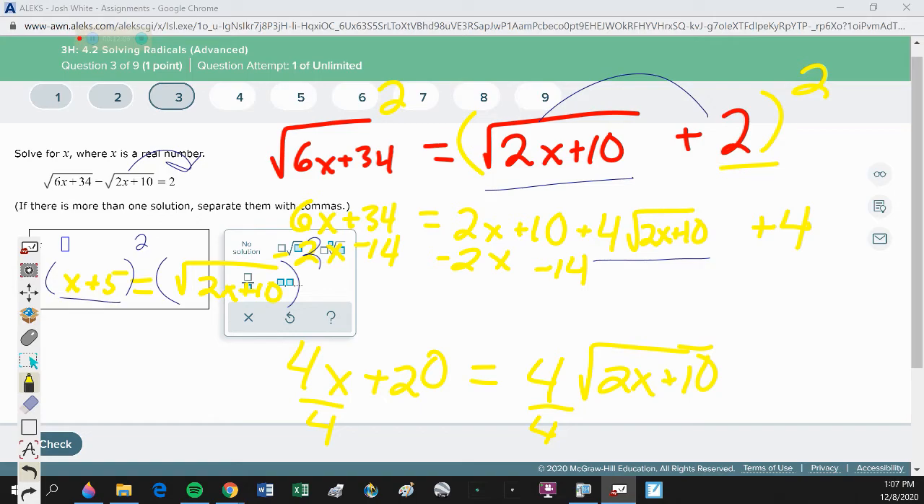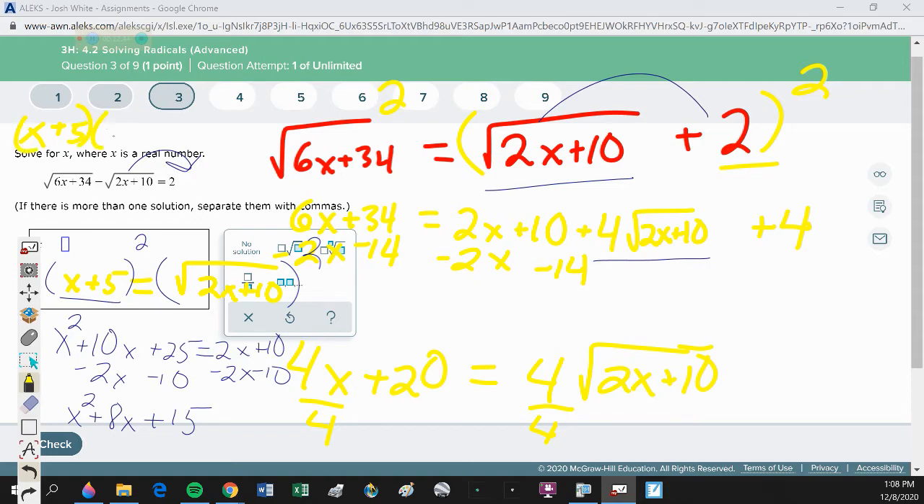So what is that? X squared plus 2 copies of 5x, which would be 10x plus 25. And then the right side, the square root and the squared cancel, and I just get 2x plus 10. Now what? Subtract 2x and subtract 10. X squared plus 8x plus 15. So that factors into x plus 5 and x plus 3. So my answers are -5 and -3.